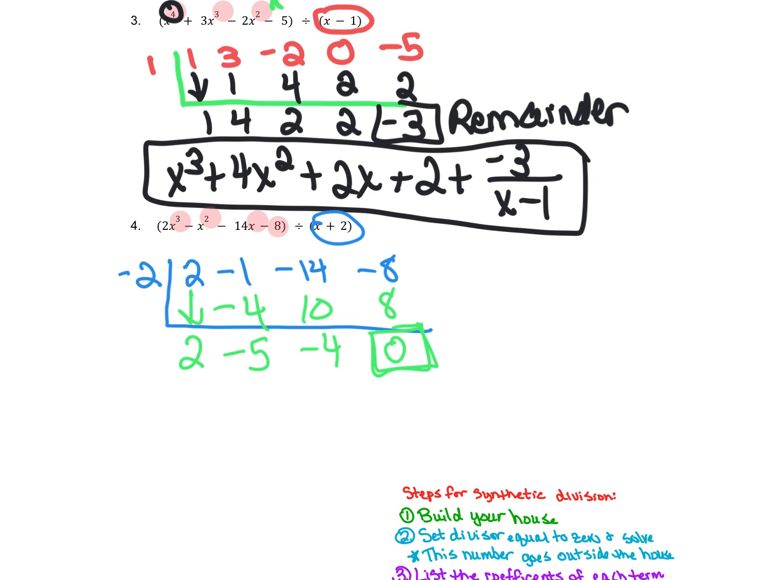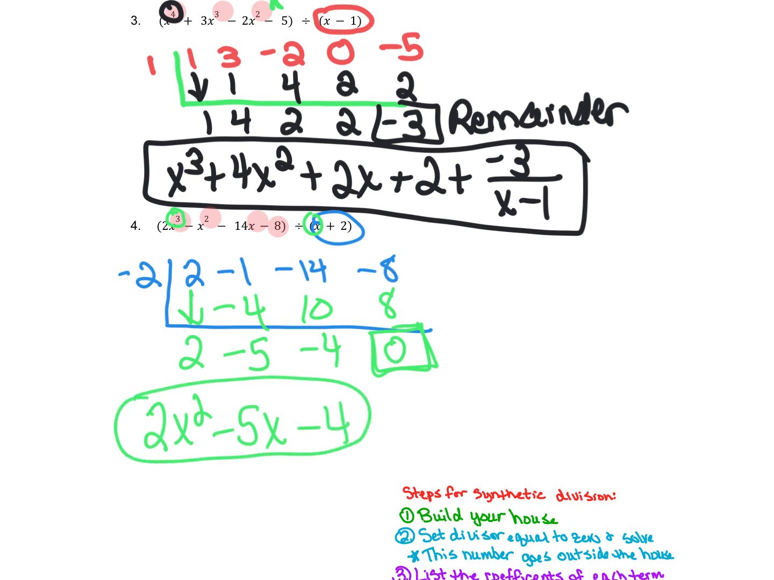And we started out with a 3rd power, and we divided out an x, which means we're going to be 1 power less, which means we're going to have x squared as our highest degree. So we're going to have 2x squared minus 5x minus 4. And in this case, again, there is nothing else that you need to do with it. There's no remainder, so there's no fraction added on.